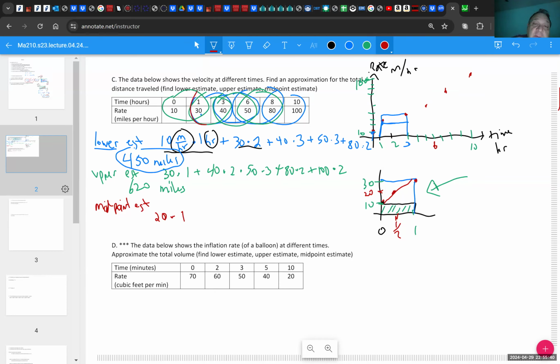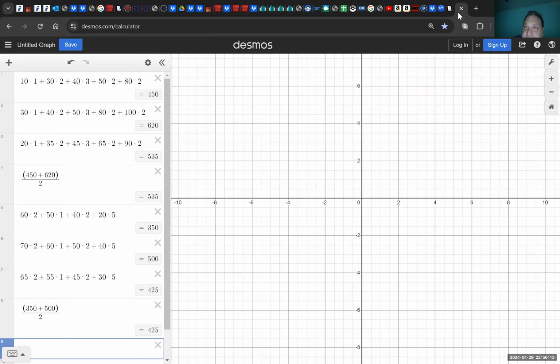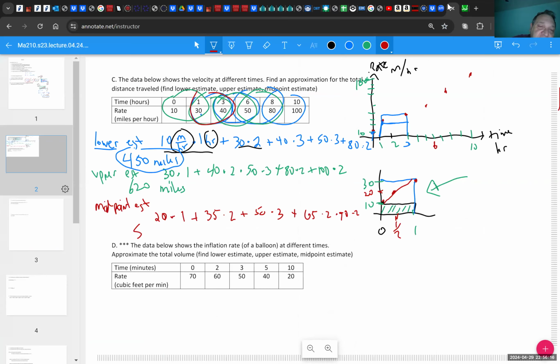In the second time interval, we are between 30 and 40. So the average of that would be like 35 over the 2-hour period, etc. So we can do the estimate for each of these time intervals, and that would give us a midpoint estimate. Between 50 and 60 is 65, I believe. And between 80 and 100 is 90, and that's over a 2-hour interval as well. All right, and then I did this before in Desmos, and that gives me 535. So 535 is our midpoint estimate.